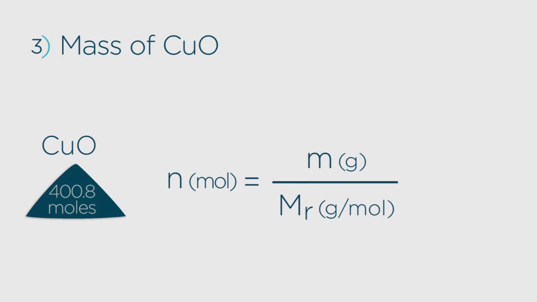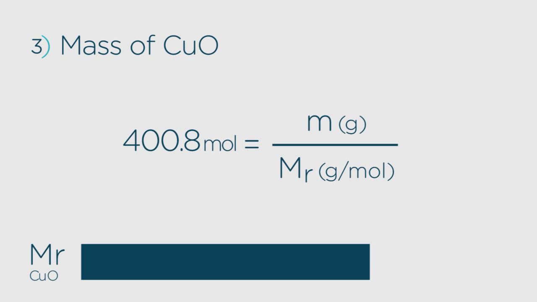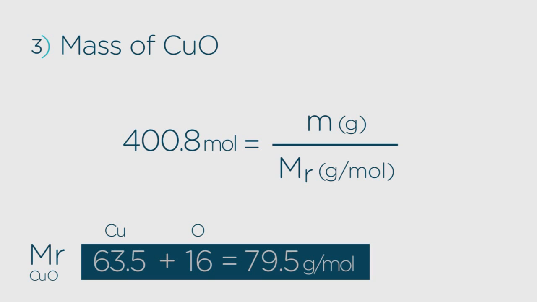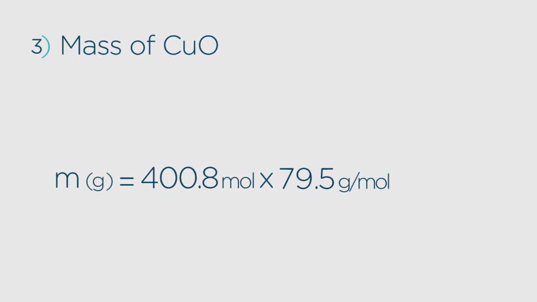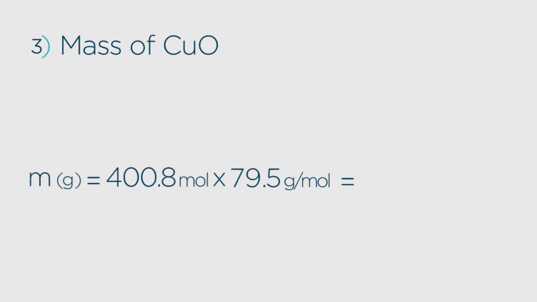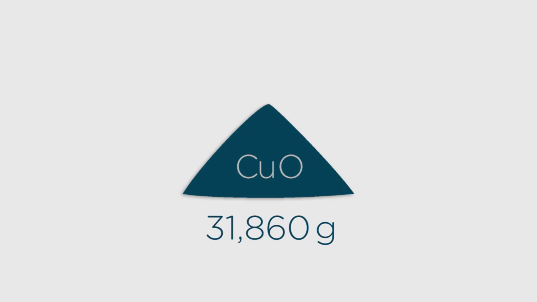We just have to use the equation again. This time we know the number of moles, 400.8, and we can get the molecular mass of copper oxide, 63.5 plus 16 equals 79.5 grams per mole. To find the mass, only a simple rearrangement is needed. 400.8 times 79.5 equals 31,860 grams of copper oxide. And there you have it, we've solved the problem.